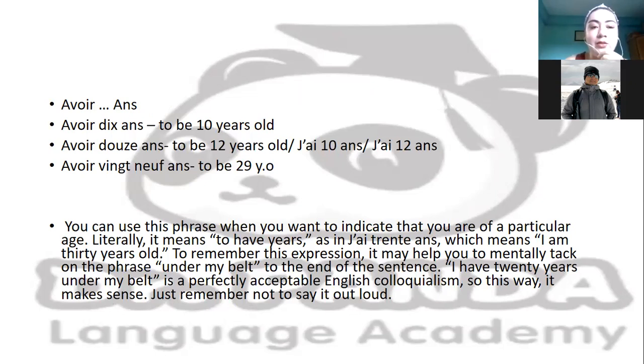And then next expression, we have avoir blank ans, which means to be blank years old. For example, when you want to say to be 10 years old, you say avoir 10 ans. Or to be 12 years old is avoir 12 ans. Or to be 29 years old is avoir 29 ans.